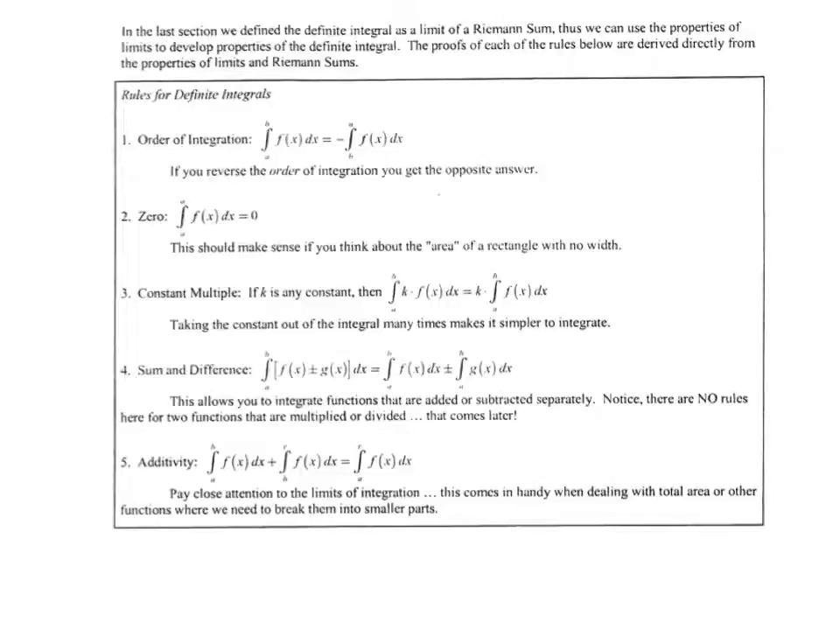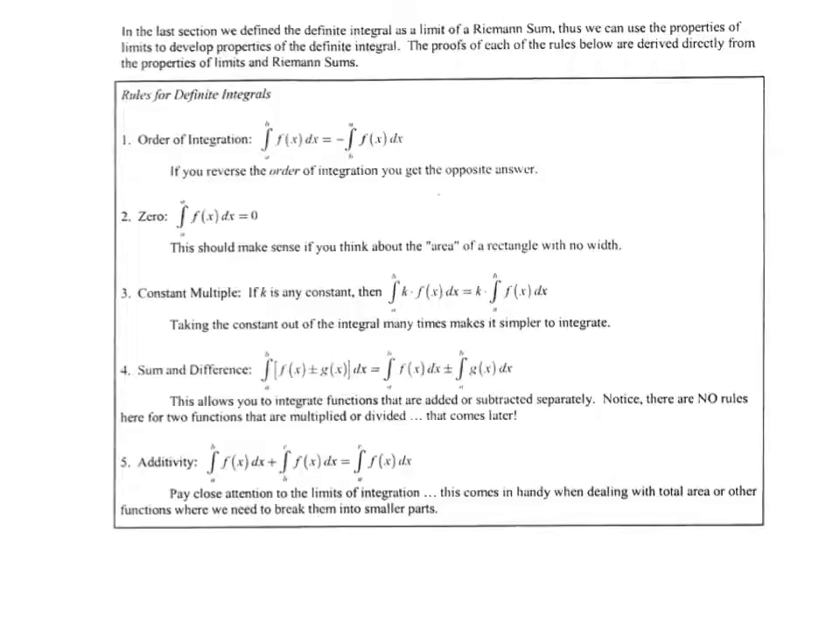Second rule, if the limits are exactly the same, so from that x value to itself, you're not really covering any ground, so there's no area to find, so that answer will always be 0. Third rule, if you have a constant or a number inside that definite integral and it's being multiplied by the function, you can just factor that out to the front and then find the area under the curve first and then multiply by that constant.